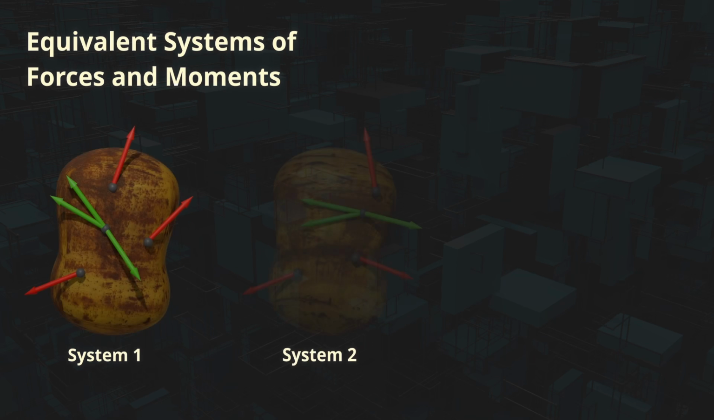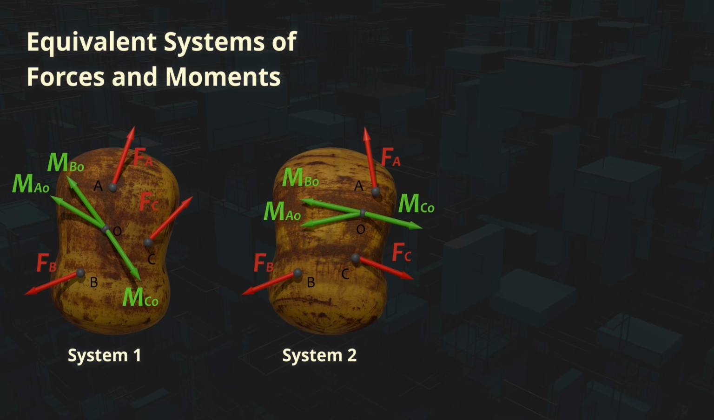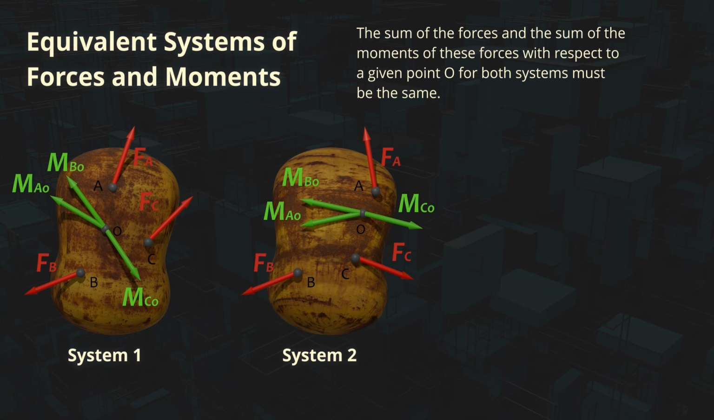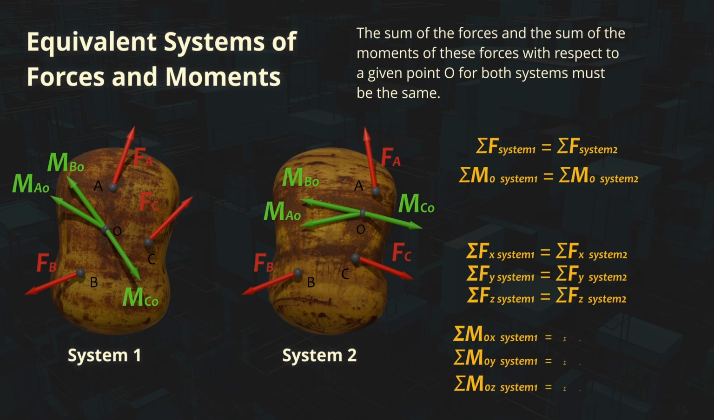Two different force systems are considered equivalent if they produce the same effect on a resting rigid body. For this to be fulfilled, the sums of the forces and the sums of the moments of these forces with respect to a given point O for both systems must be the same. According to the following formulas, the resultant of the force of the first system must be equal to the resultant of the second, and the same happens with the moments of these forces in O.